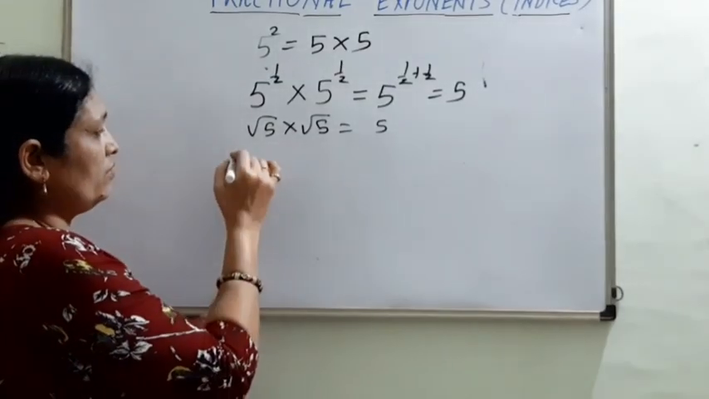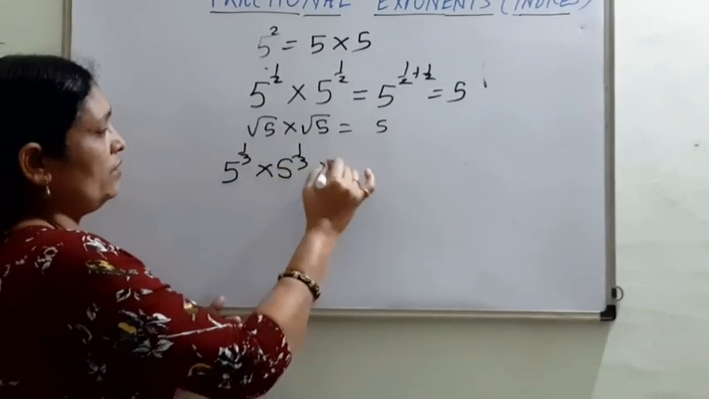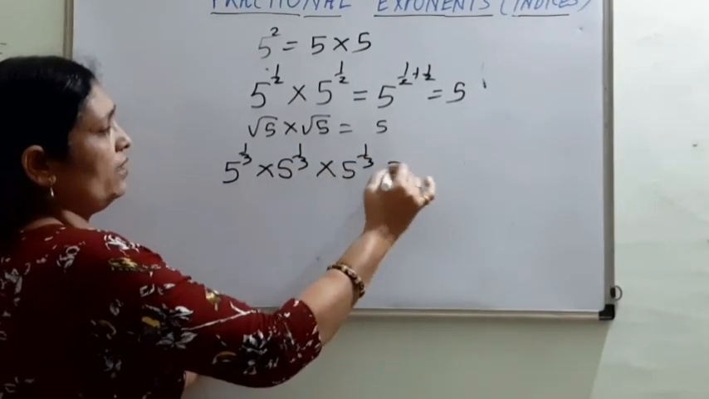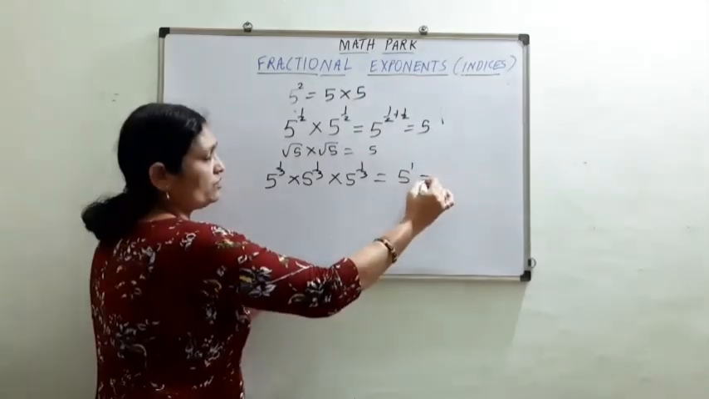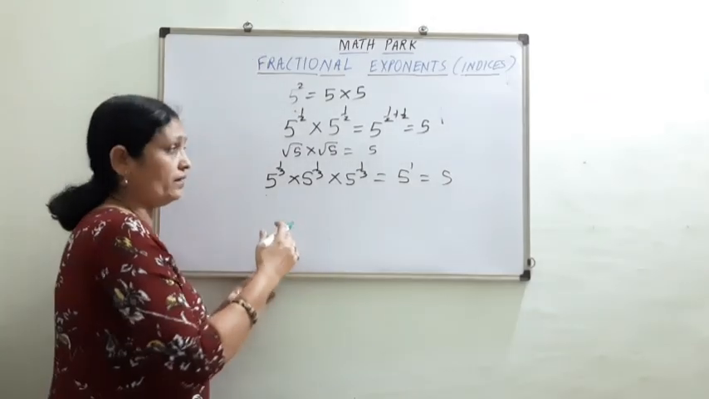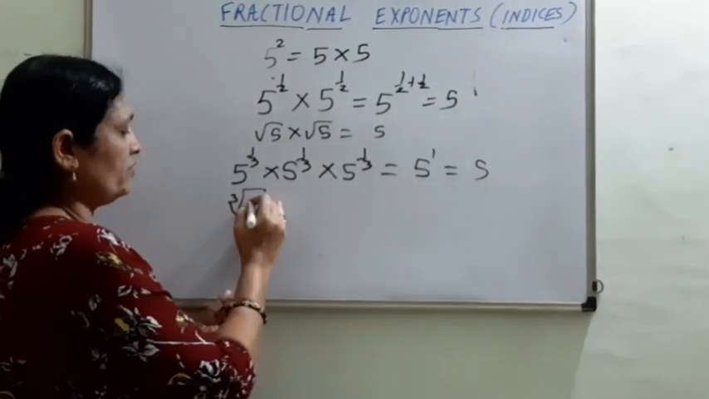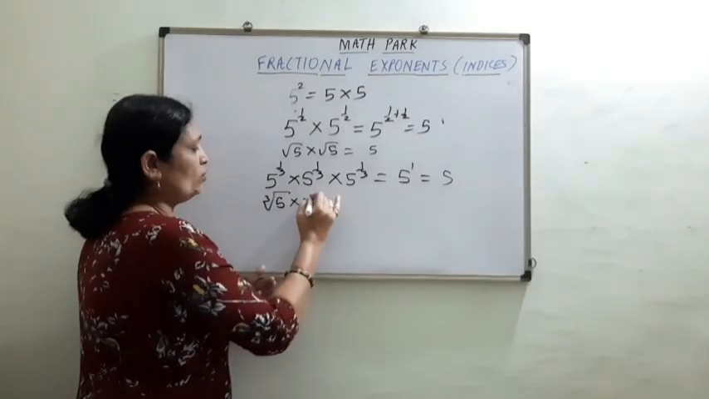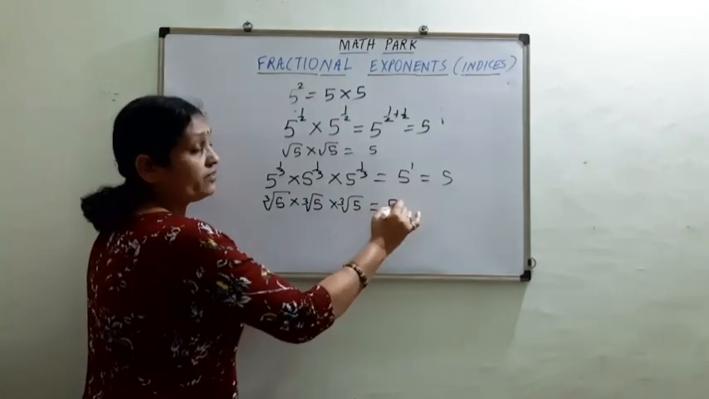Check with another. Say 5 raised to 1 by 3 into 5 raised to 1 by 3 into 5 raised to 1 by 3. I get 5 raised to 1 by 3 added thrice, I get 1, which is 5. So, 5 raised to 1 by 3. What should I multiply thrice so that I get 5? It is cube root of 5. So, cube root of 5 into cube root of 5 into cube root of 5, we get it as 5.